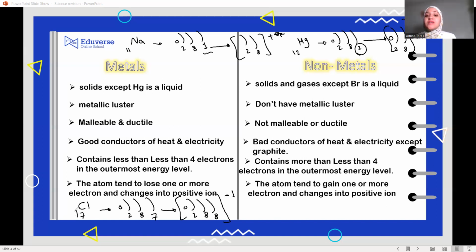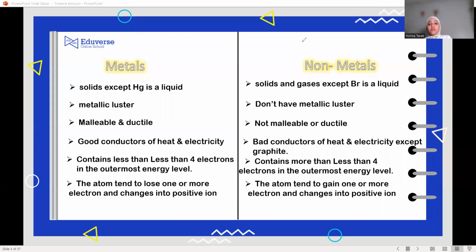So nonmetals tend to form negative ions, while metals tend to lose electrons or to form positive ions.